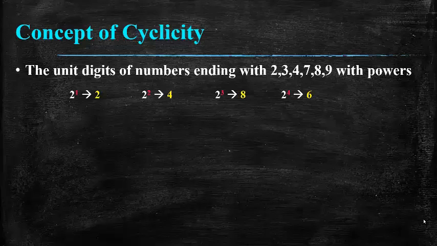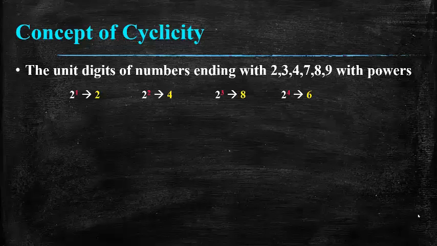I'm just going to stop with the power value 4 for all the numbers that end with 2, 3, 4, 7, 8, 9. The main thing is we have to identify the unit digit of these numbers ending with 2, 3, 4, 7, 8, 9 with some powers raised to it. So we are going to learn the concept of power cyclicity starting with the power value 1 to 4.